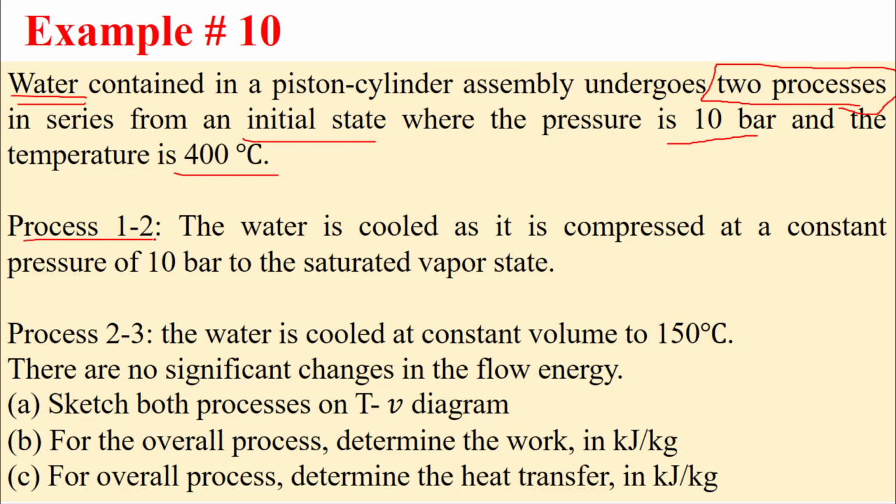And here is the process 1 to 2. So the water is cooled from state 1. So we have cooling as it's compressed. So here we have V1 greater than V2 at a constant pressure of 10 bar. So V1 equal V2 to saturated vapor state. So here is the phase description of the second state. So we have this information about the second state.